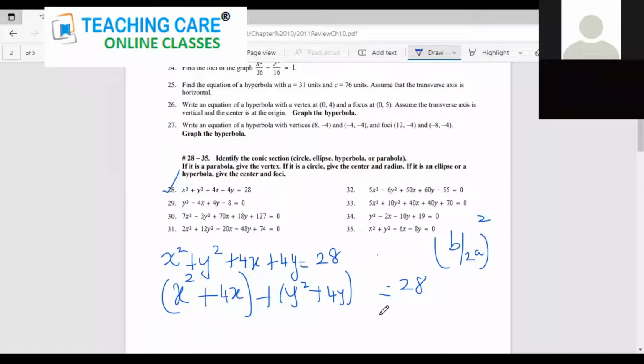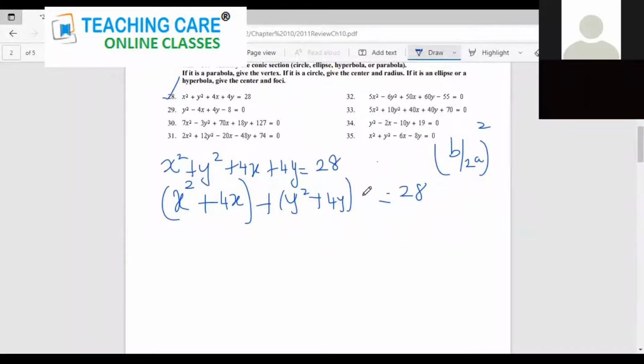Yes, b by 2a the whole squared, I have to add it on both the sides. In this case, for this one, b is nothing but 4, so 4 by 2. Negative? No, positive only, because the whole squared is there, so there will be no problem. 2 squared, which would be 4, I have to add for this.